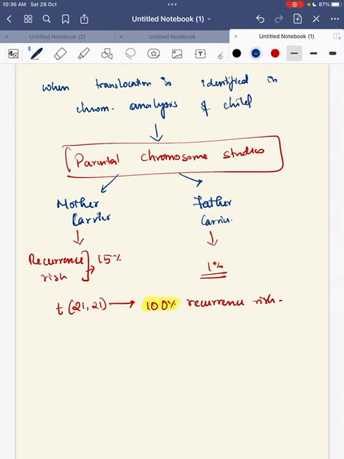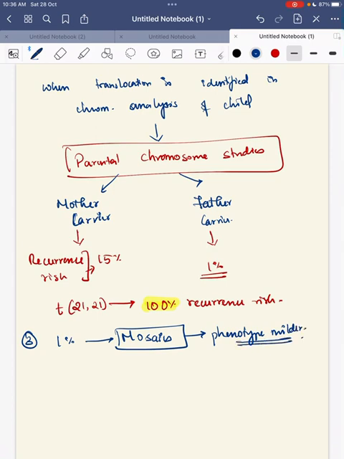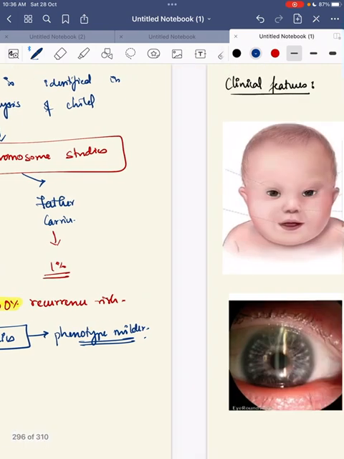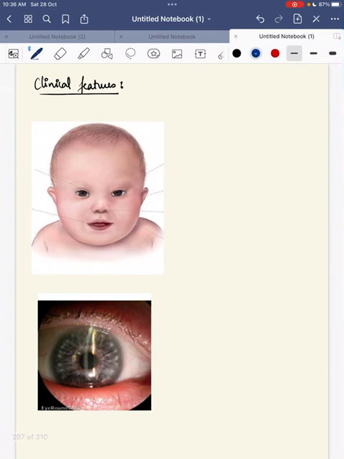Okay, next, this is the second genetic cause of Down syndrome. The third reason, accounting for 1%, can occur due to mosaics. If the chromosomal analysis is found to have mosaics, the child's phenotype will be a milder form. That is, mental retardation or developmental delay, everything will be milder in a child with mosaics compared to a child with translocation or non-disjunction during meiosis. So this is about the genetics.